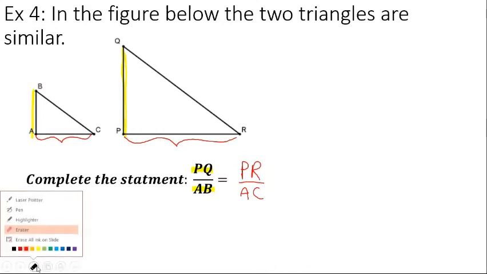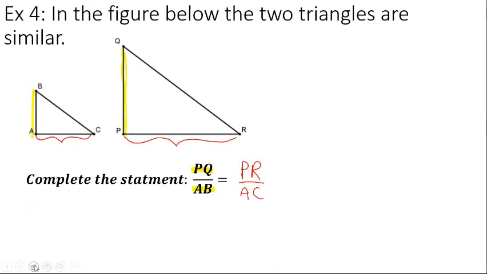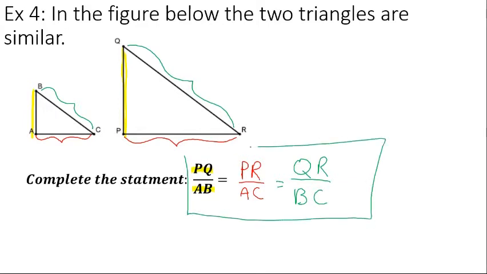Okay, next thing I do, I look at the third side I need. So I know BC and QR are proportional, so I'm going to say equals QR over BC. And that's my proportional statement.